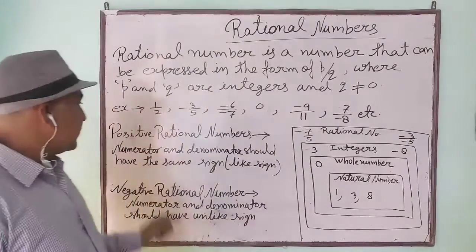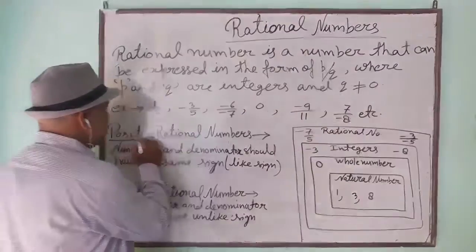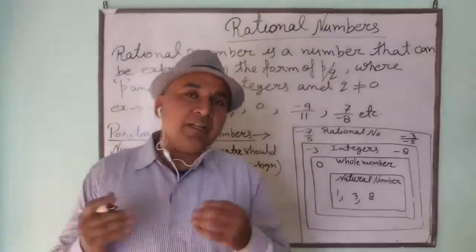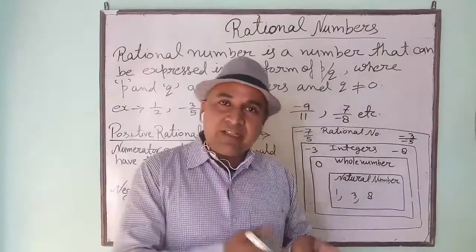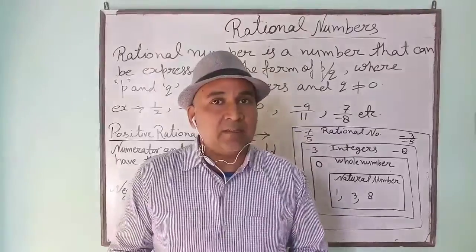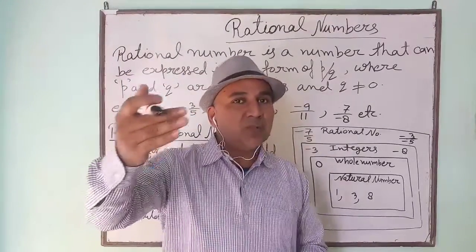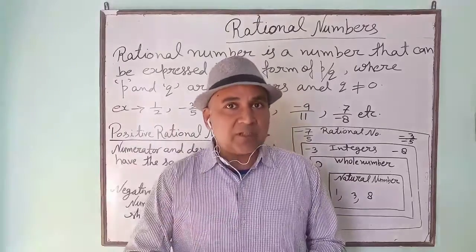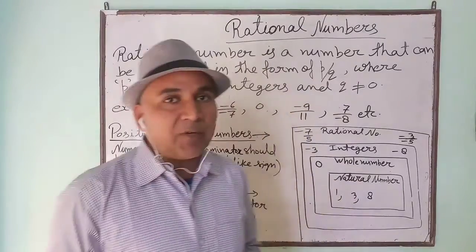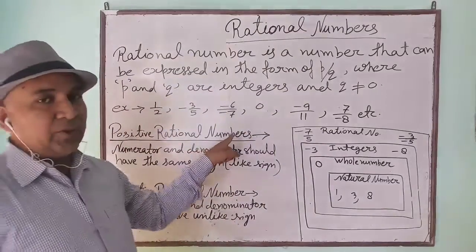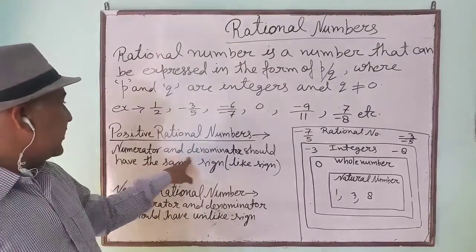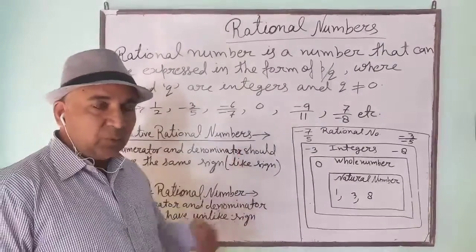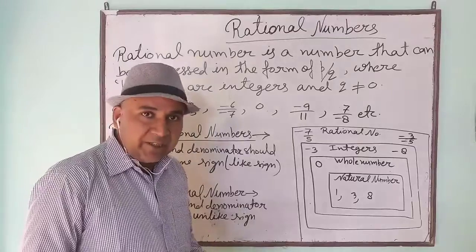Now we will see the positive rational number. See this one. What is a positive rational number? In a rational number, if the numerator and denominator have the same sign, meaning the numerator is positive and the denominator is also positive, or the numerator is negative and the denominator is also negative, then that type of rational number will be called a positive rational number. Okay? Numerator and denominator should have the same sign. Same sign means like sign. Both should be positive or both should be negative.